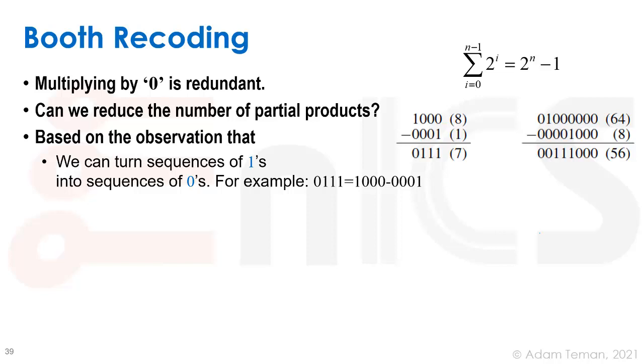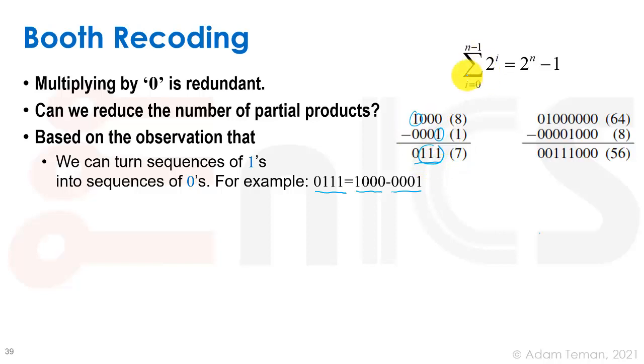And look at this. Booth paid attention that we can turn sequences of ones into sequences of zeros pretty easily. For example, let's take this 0, 1, 1, 1, 1, 1. What we know is that it's actually not that far from something that's heavily using zeros. So it's actually 1, 0, 0, 0 minus 0, 0, 0, 1. So we can see over here that 1, 0, 0, 0 minus 0, 0, 0, 1 equals 0, 1, 1, 1, 1, 1, which was our original thing. But this used only two ones where this had three ones.